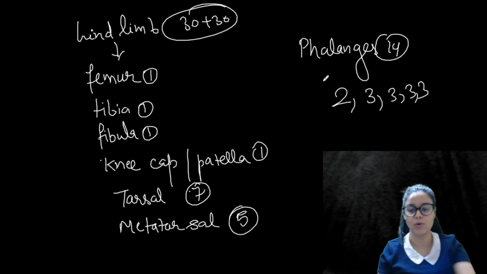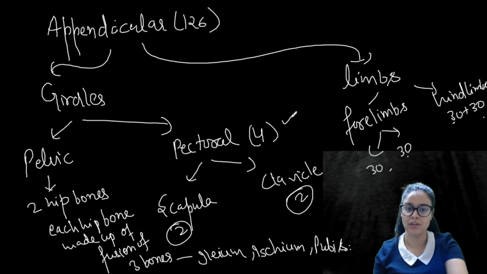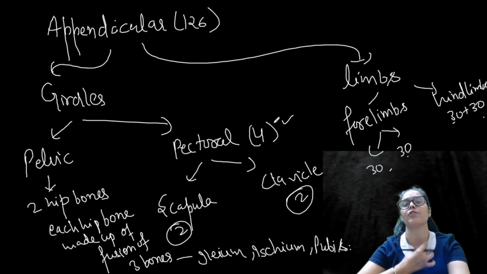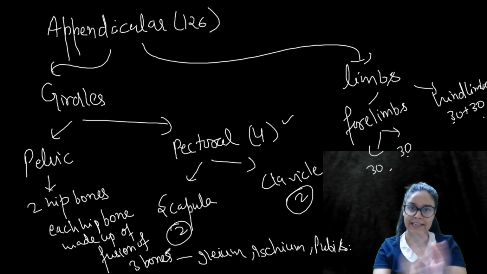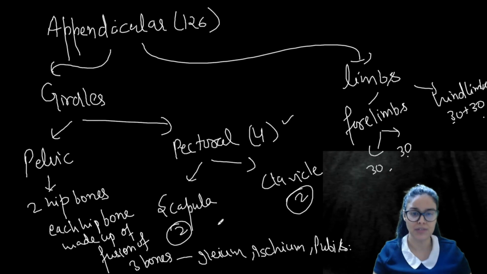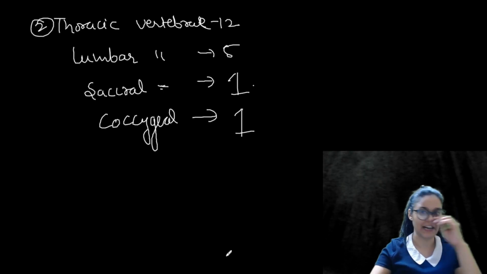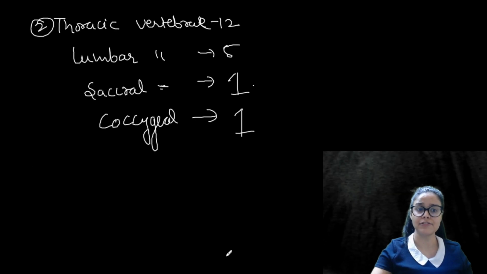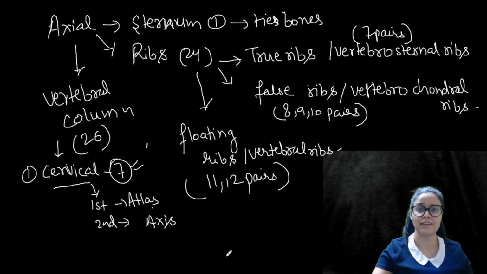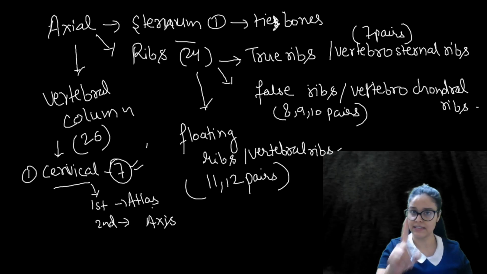So 60 for these, 60 for the other 4 limbs, total 120. Then the 4 pectoral girdle bones: 2 scapula and 2 collarbones, clavicle. Pelvic bone is the hip bone, 2 hip bones, and each hip bone is made up of the fusion of 3 bones, ilium, ischium and pubis, that you have to remember. And obviously we are having the vertebral column, which is total 26 in number: cervical, thoracic, lumbar, sacral, coccygeal. Sternum, which is a single bone.